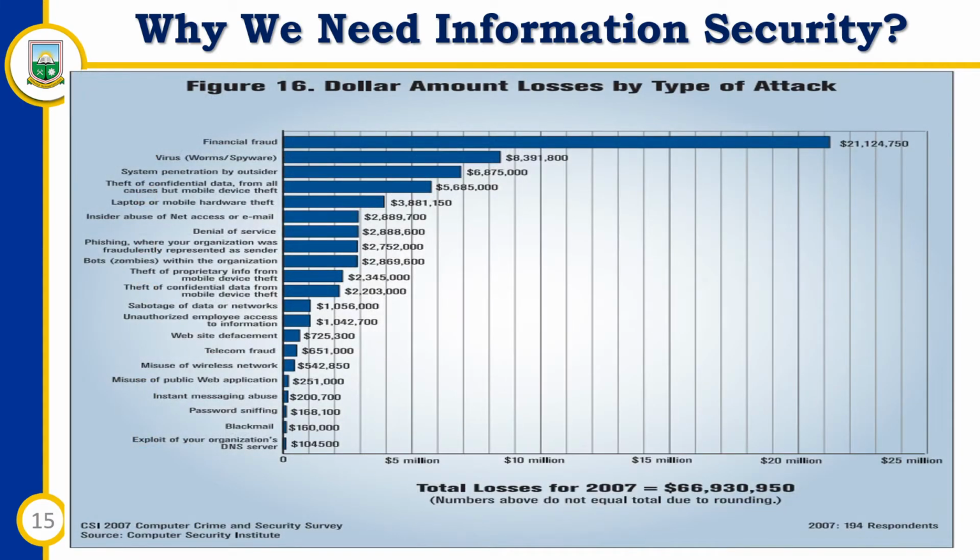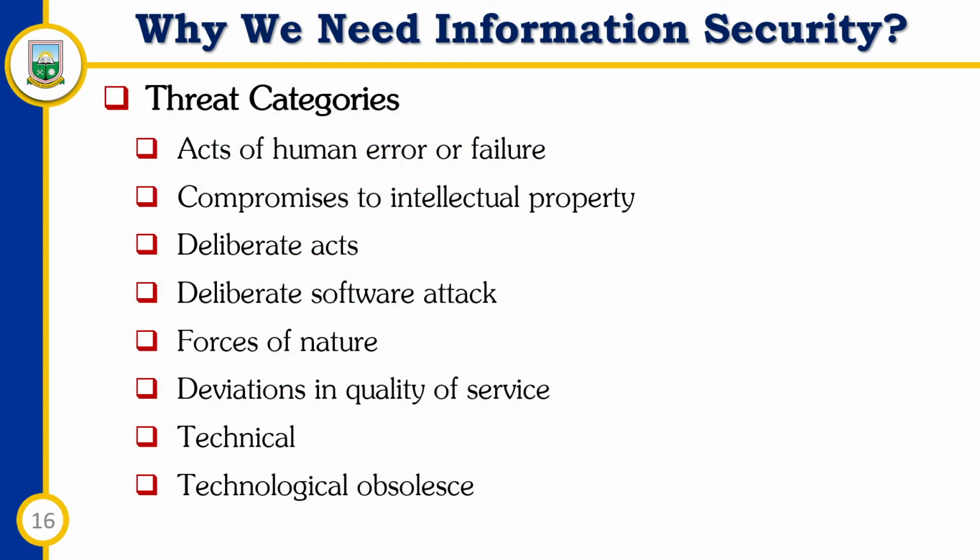So why do we need information security? We've gone through some other reasons why we need it. We talk about threats, and there are other categories of threats that also emanate when we talk about information security. So the threat categories, as you can see, we have an act of human error or failure. Of course, these are all ways that pose threats to an organization.